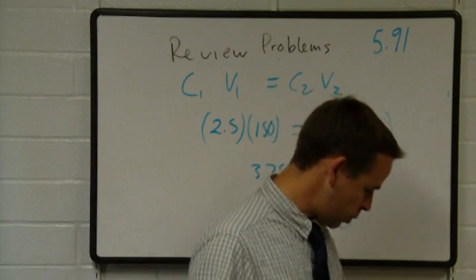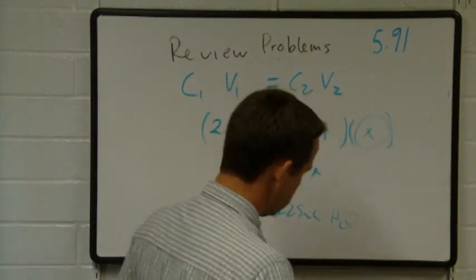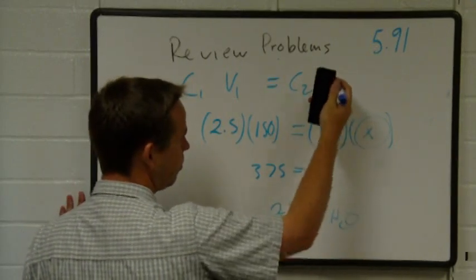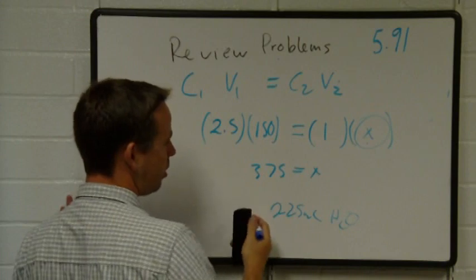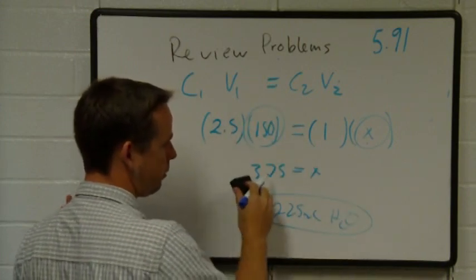So how many milliliters of water must be added? 225 milliliters. Okay? So again, 375 is the final volume, but they asked how many milliliters of water you need to add. Well, you started with 150, so you add 225 to get to that final volume.